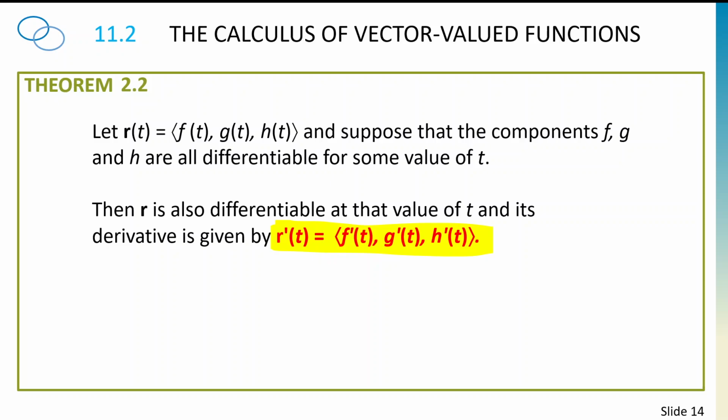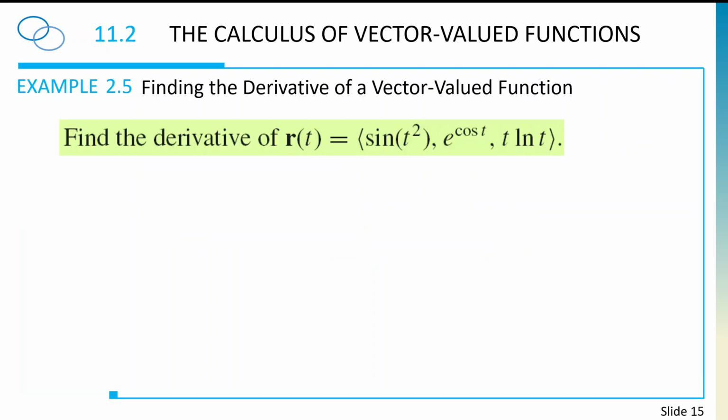You don't need to just follow this general form. You only need to use the basic differentiation rules that you already know. So r prime is basically equal to f prime of t, g prime of t, h prime of t. That means you need to find the derivative of each and every component. That's all. This is the derivative r prime. So they give me r of t and ask me to find the first derivative, r prime of t.